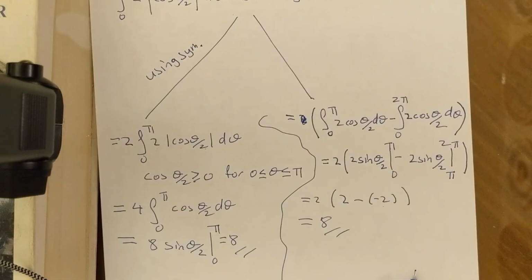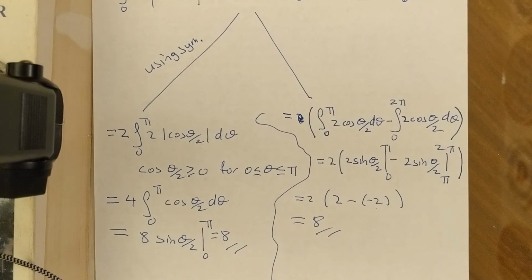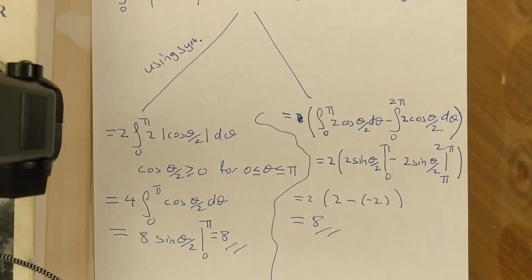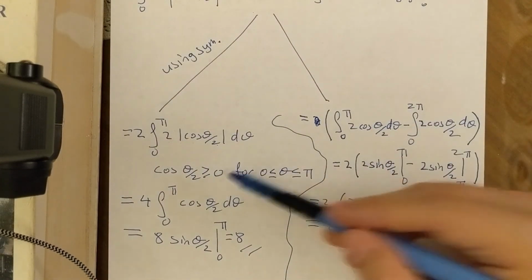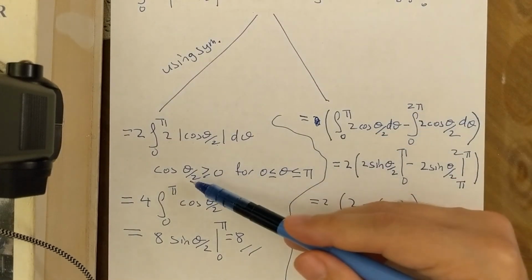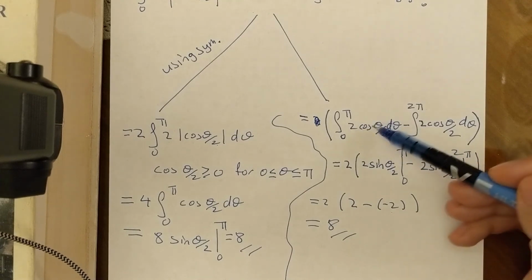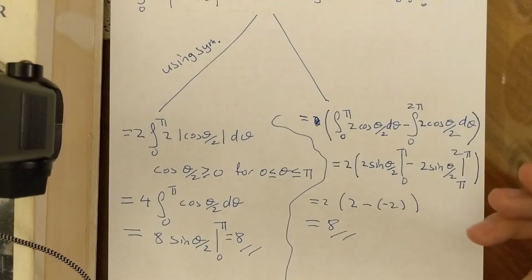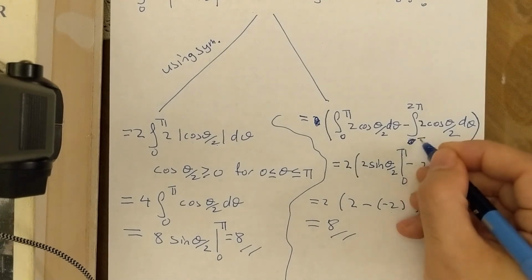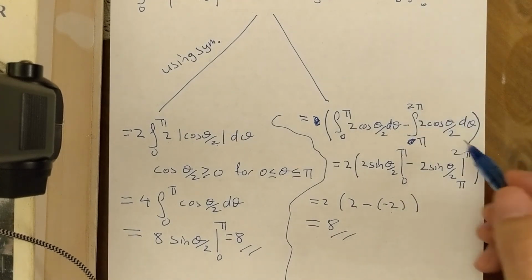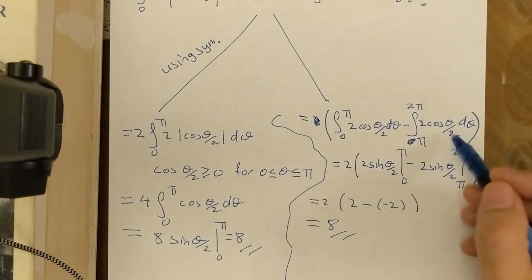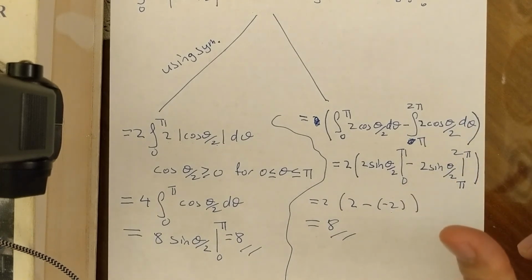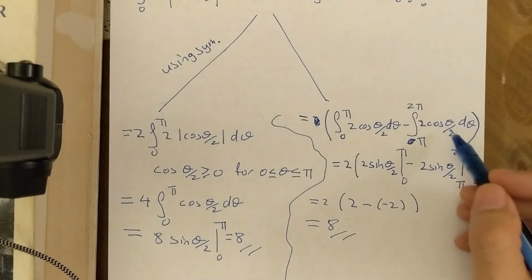Now, if we were not being smart, but we were doing this slowly and very carefully, I would realize we already did the work here. Between 0 and pi, cosine theta over 2 is positive. Between pi and 2 pi, cosine theta over 2 is negative, because theta over 2 is going to be between pi over 2 and pi. So cosine is in the second quadrant. That's going to be negative.